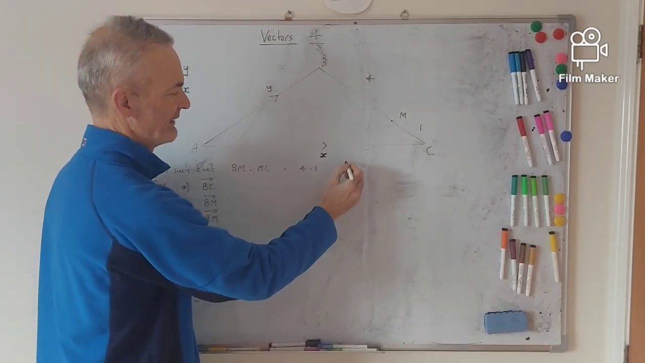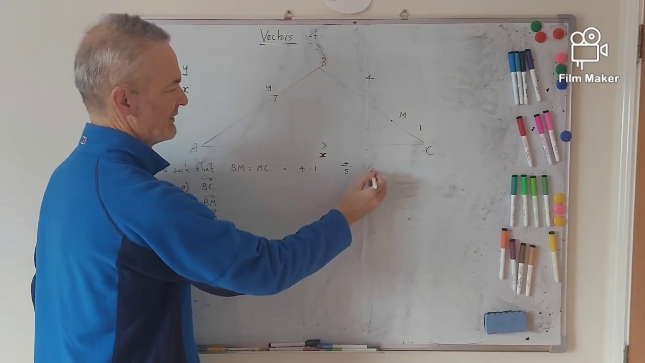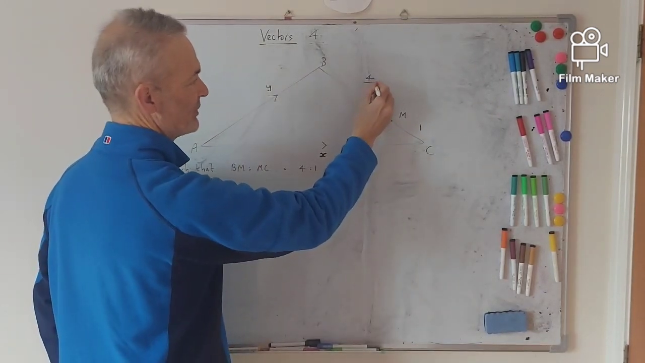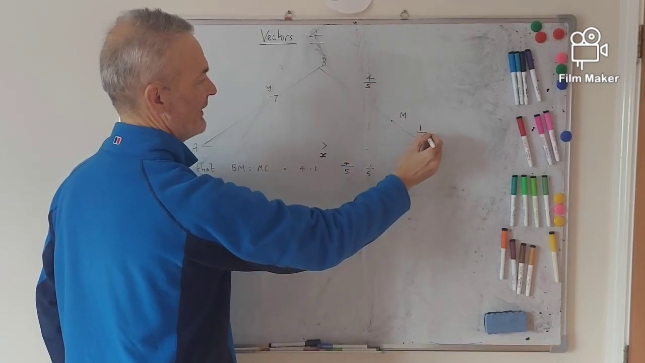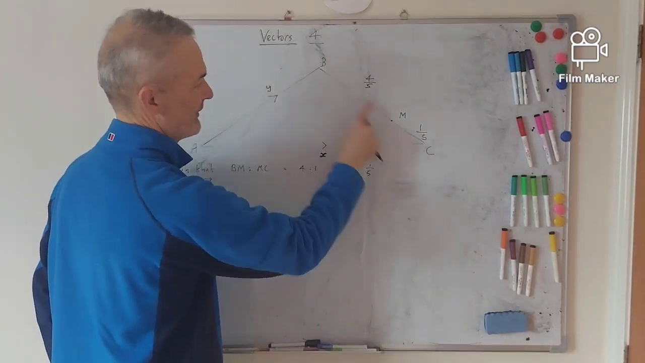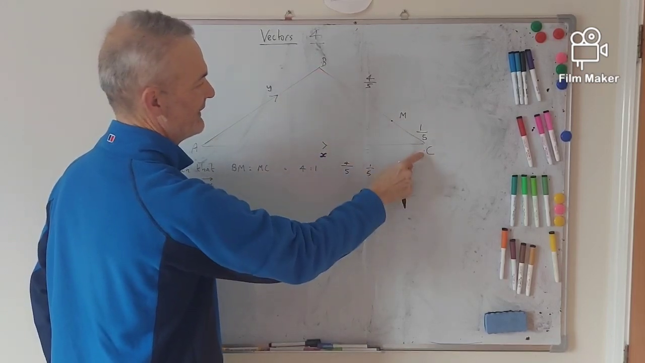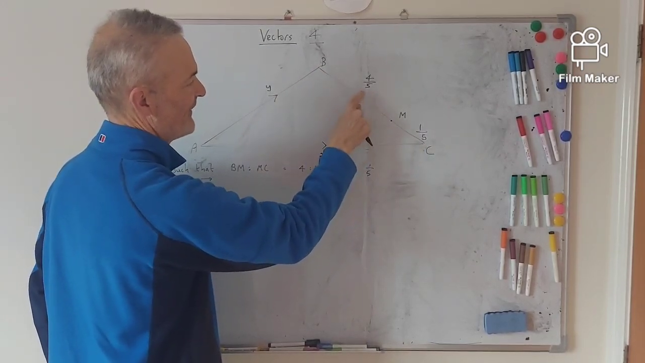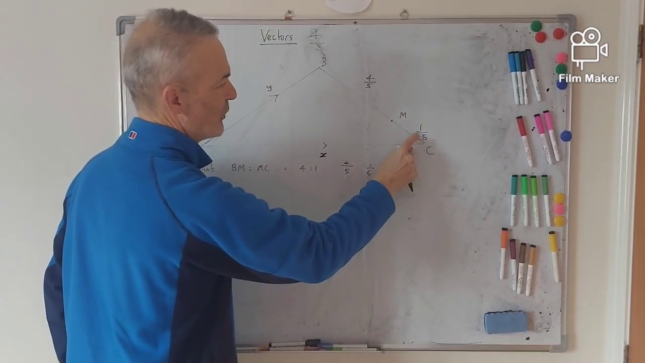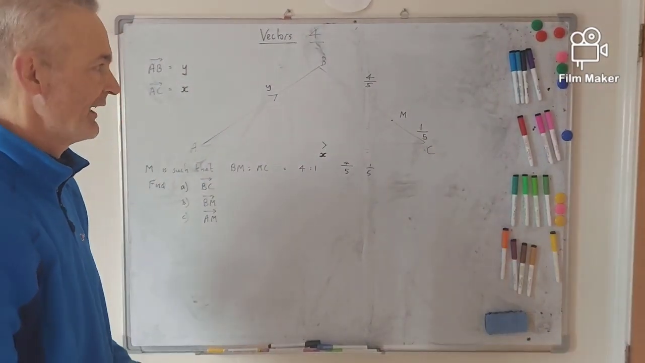So this bit here is 4/5 of the ratio, and that bit there is 1/5 of the ratio. So really you want to call that 4/5, and that bit there 1/5 of the full length. So the full vector is B to C. B to M is 4/5 of B to C, and MC is 1/5 of B to C. So that's the way you want to look at that.